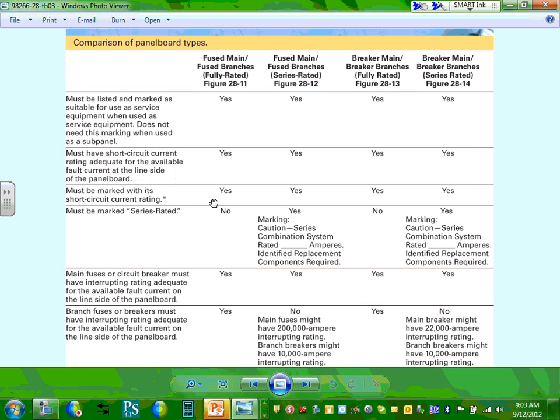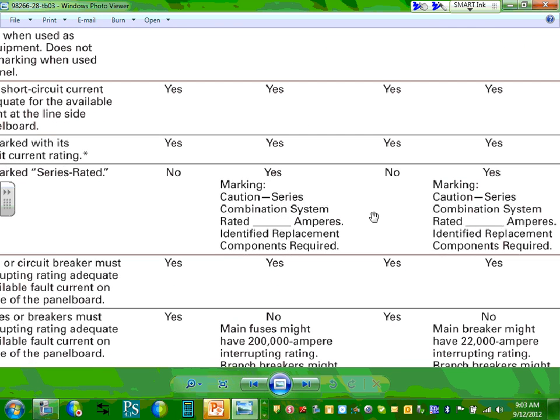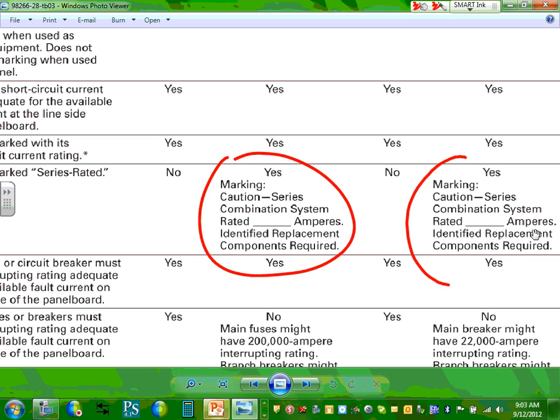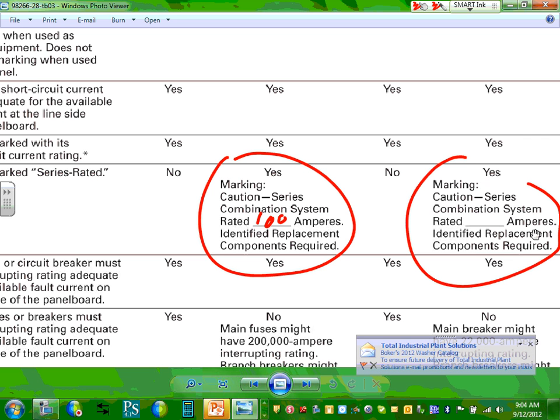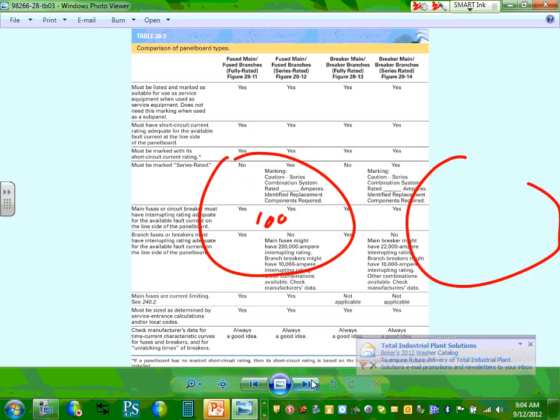We went through all this, guys, series rated. The only thing I want to tell you: if your equipment is series rated, then by code it has to have this marking on the panel that says caution, series combination system rated, say 100 amp or whatever, 10,000 amp. Identified replacement components required. So right at the panel, because if you change the circuit breaker with a different type, you have just screwed up the series rating of the panel. So series combination system rated. I think this is the rating for the interrupting rating, 10,000 amp or so. So that's your equipment here.